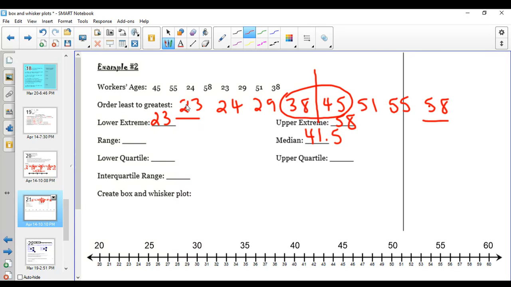Okay, so if I'm going from 23 to 38 and I want to find what's in the middle, well, actually, when I get to the middle, there are 2 numbers, 24 and 29. So I'm going to put my triangle right in between those numbers. And just like you would for the mean, I'm going to add those and divide by 2. So when I add 24 plus 29 and then divide that by 2, I get 26.5.